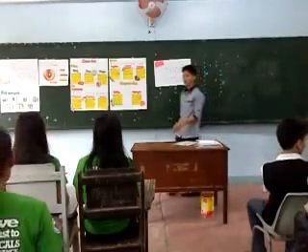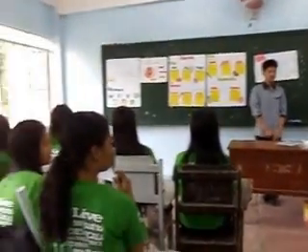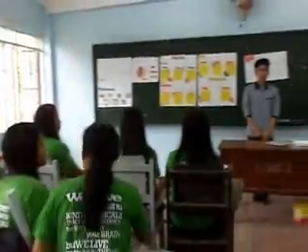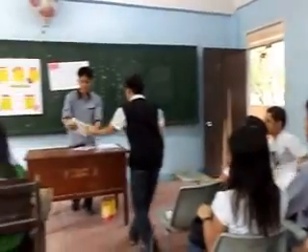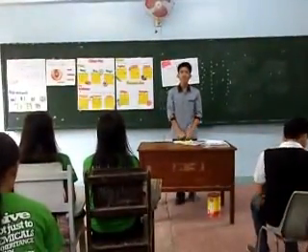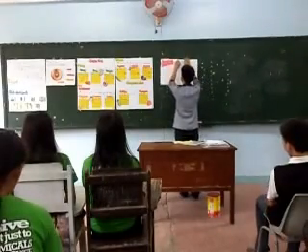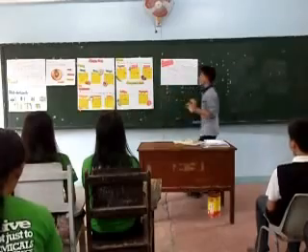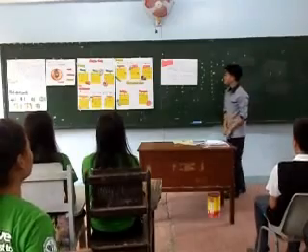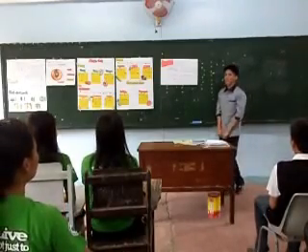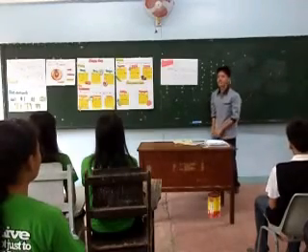Okay, pass the paper in the center aisle. 5, 4, 3, 2, 1. Okay. Very good. And now for your assignment. In one whole sheet of yellow paper, make a reflection about what we have discussed for today. Okay, that's all for today.